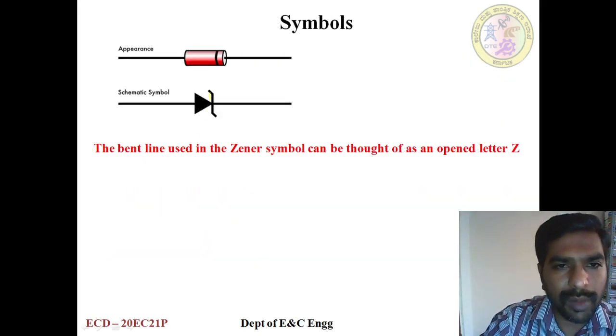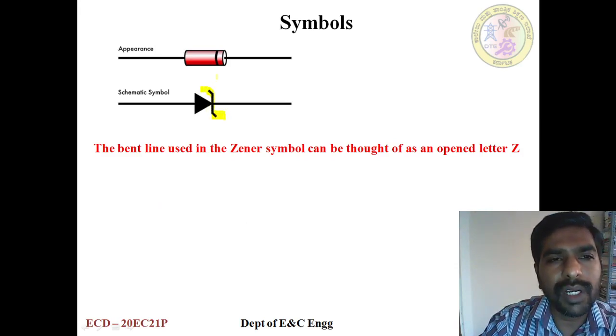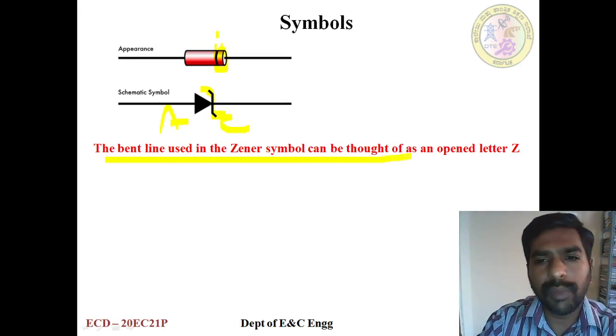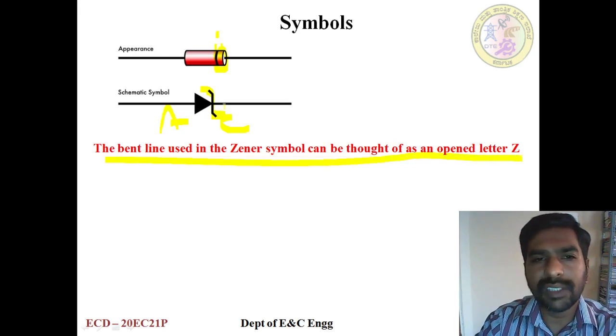It's like a normal diode, but it has a Z shape. You have to represent it like a Z curve, and the Z curve indication is a bar. Here there is a colored tape or a dotted line. This indicates the cathode. The bent line used in the Zener symbol can be thought of as an open letter Z. See, it looks like a Z.